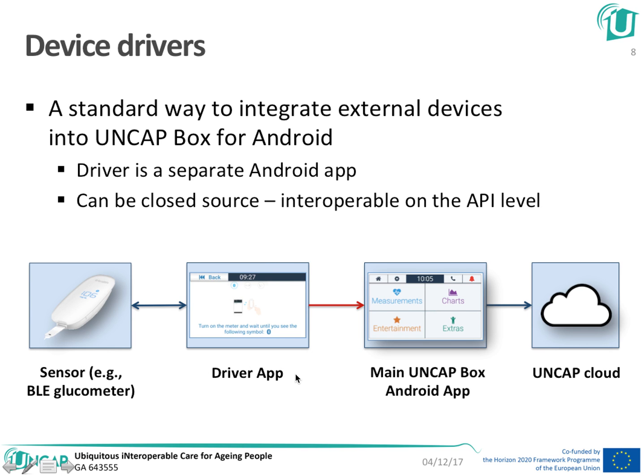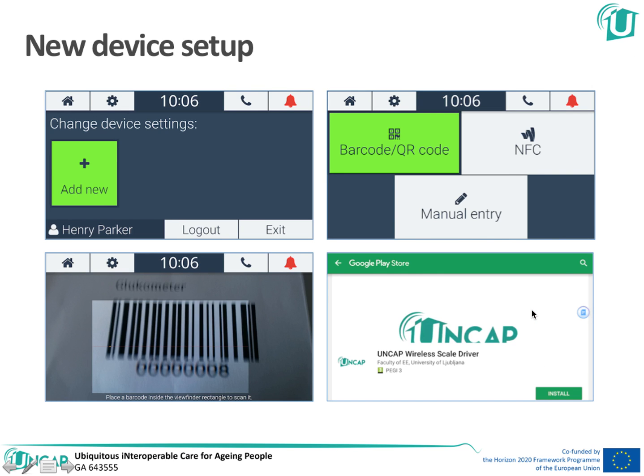In this case, of course, we've developed the driver, and the driver speaks, here on the right side, the red arrow, the standard Uncap API, which means it can communicate the data to the main Android application, and that one can in turn pass it to the Uncap cloud. Now, when a new driver is certified and inserted into our catalog, it can be added on any device. And here's the procedure of how that might work.